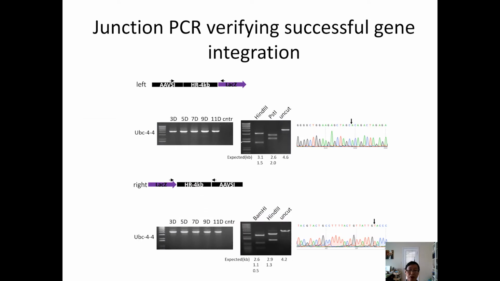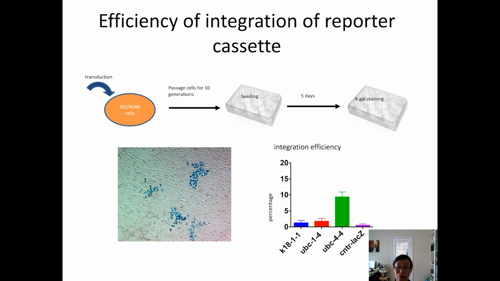Using junctional PCR with primers flanking the homology arm, we demonstrate that we achieved site-specific gene integration. You can see we can amplify a fragment, and this has to be confirmed by restriction digestion as well as by DNA sequencing. We use two different approaches to assess the gene integration efficiency.